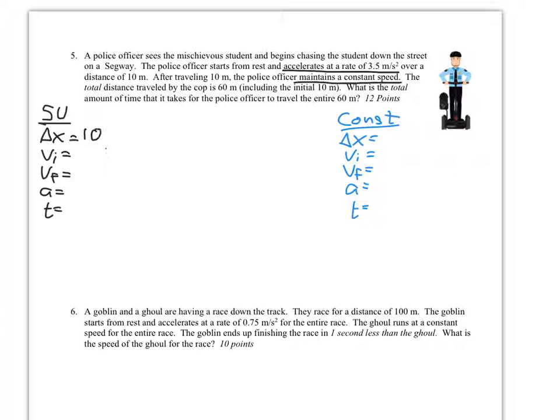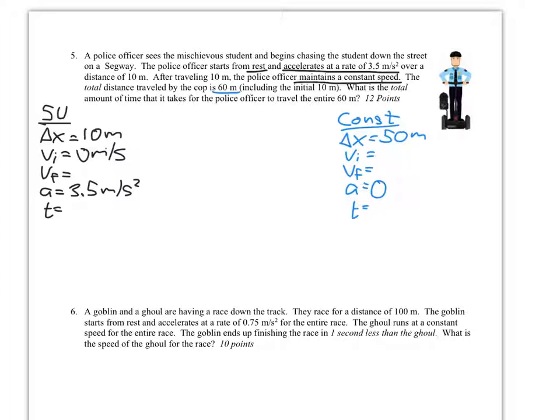While speeding up, I know that the distance is 10 meters. We're starting from rest here, so the initial velocity will be 0. And I know that my acceleration is 3.5 meters per second squared. So I actually have a lot of information for that one. For the constant portion, I know that because it's constant, my acceleration is 0. I know that the distance for the constant portion must be 50 meters, and the reason for that is the total distance is 60. If we take away the 10 initially, that means it's going to be 50 meters remaining.